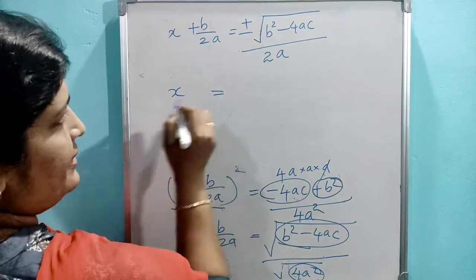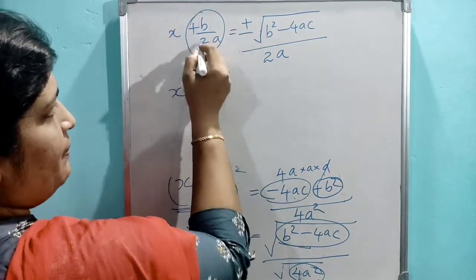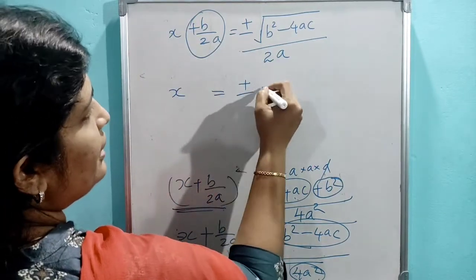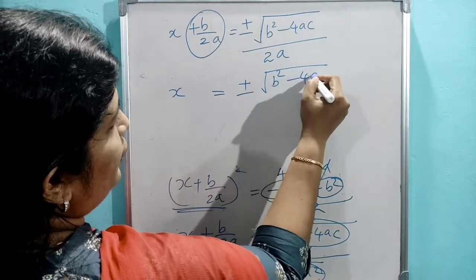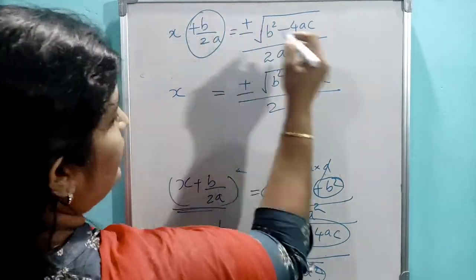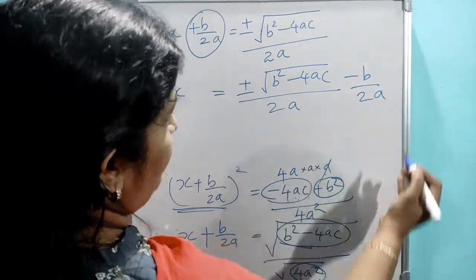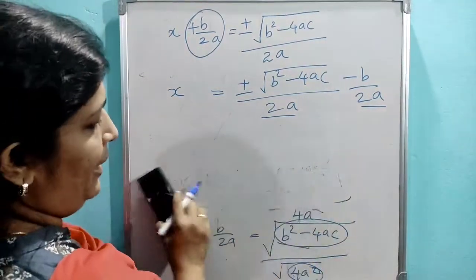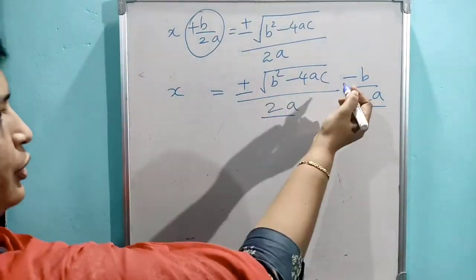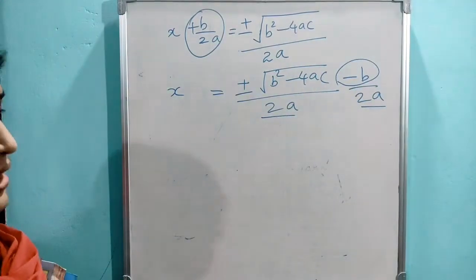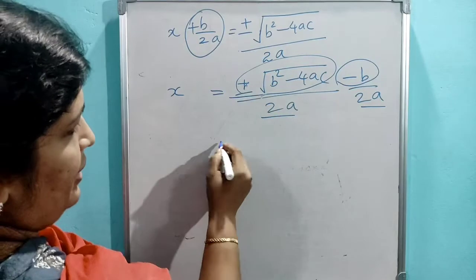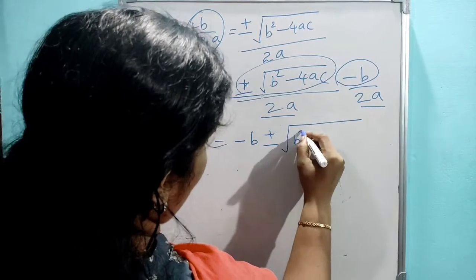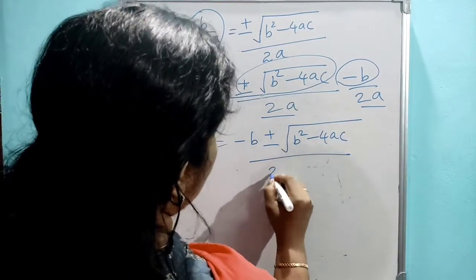Now we need to find out the value of x. So what is x? x is equal to, move this plus b by 2a to the other side. Then we have plus or minus root of b square minus 4ac by 2a and minus b by 2a. Here the denominators are the same, so let us combine the numerators. First I am going to write this minus b, because here we have a plus or minus sign. Then plus or minus root b square minus 4ac by 2a.